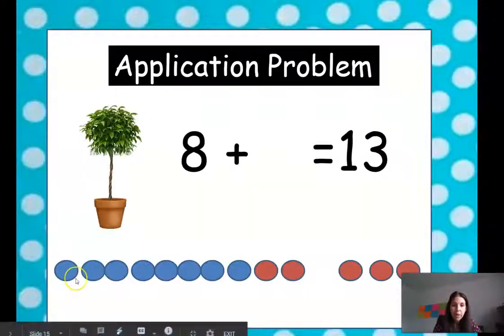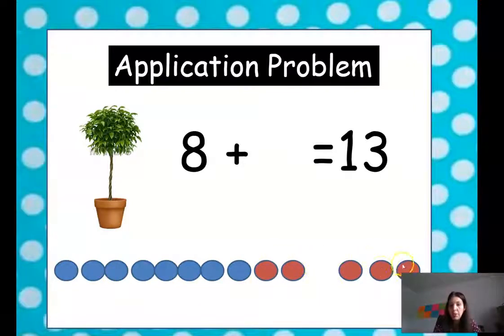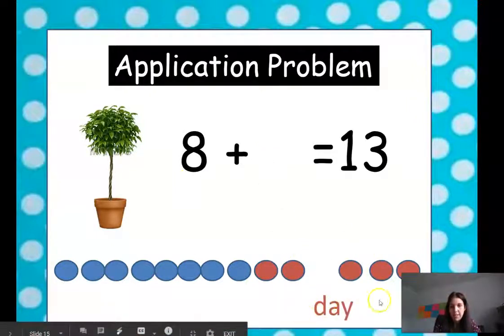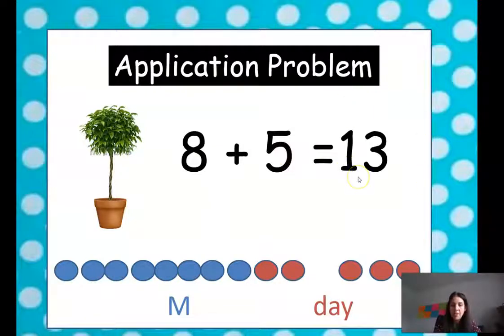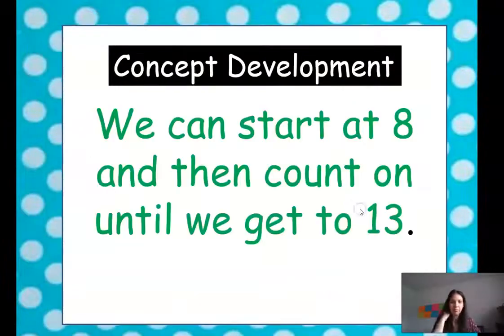So here's our picture. We have 8, and then we have more. We have 1, 2, 3, 4, 5 more. So 8 plus, I guess we'll do this first. So this is how many fell in our day. We'll label our picture. This is how many fell in the morning. 8 fell in the morning and 5 more fell in the day. So 8 plus 5 equals 13. That's the total number of leaves that fell.